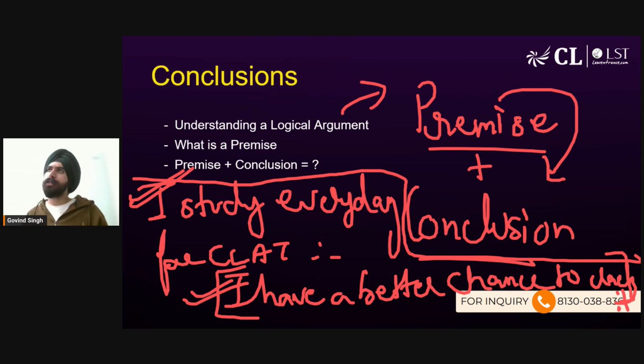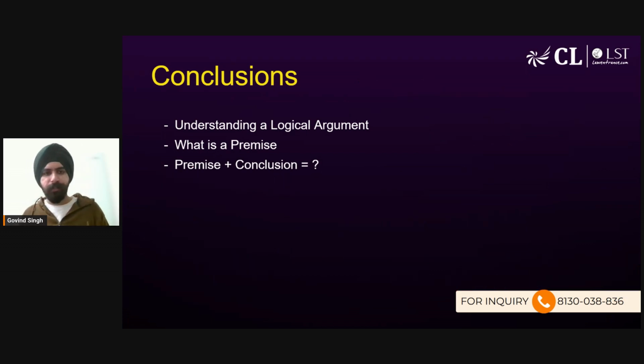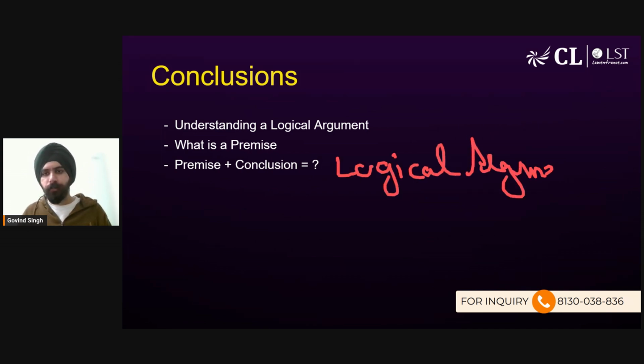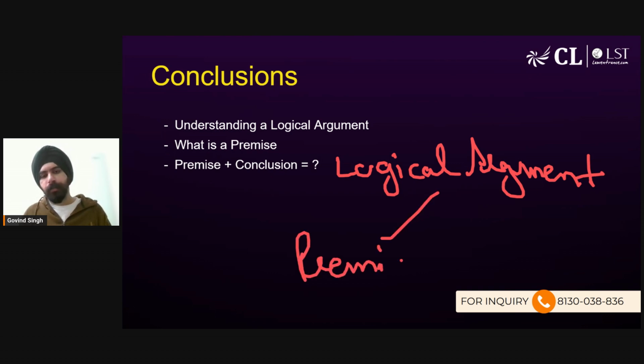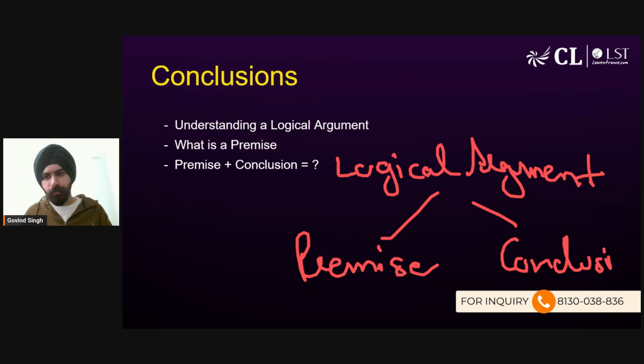Because if you conclude something, then a premise, any information to give that conclusion should be present, correct? So, in very simple terms, a premise and a conclusion together form a logical argument. Once again, simplifying it for you guys, a logical argument has two parts, a premise and a conclusion. Now we will understand in detail what a conclusion is.